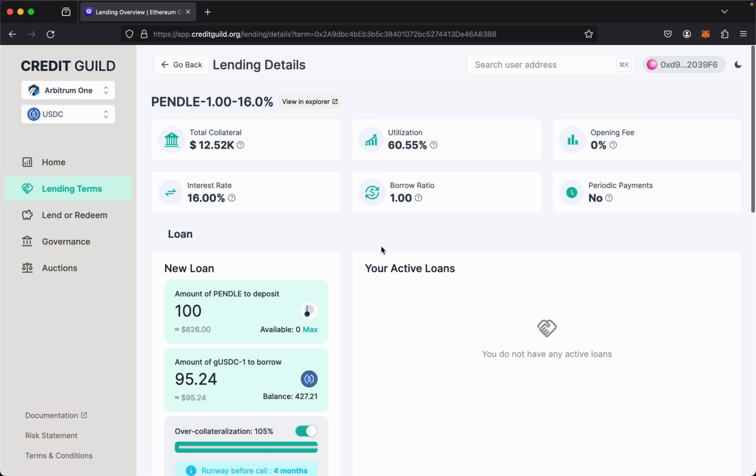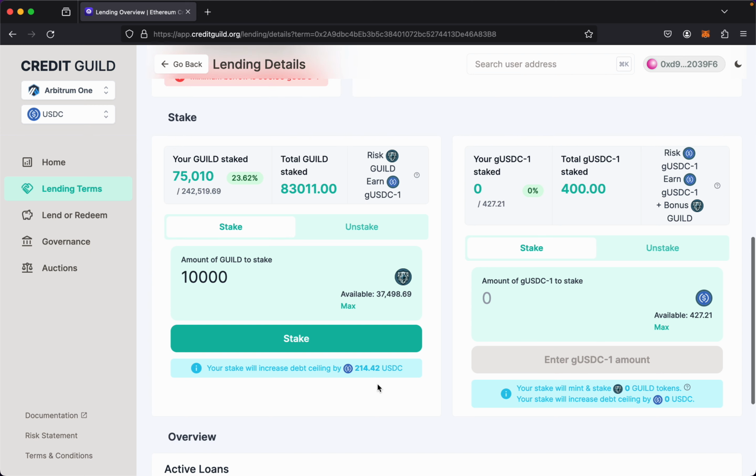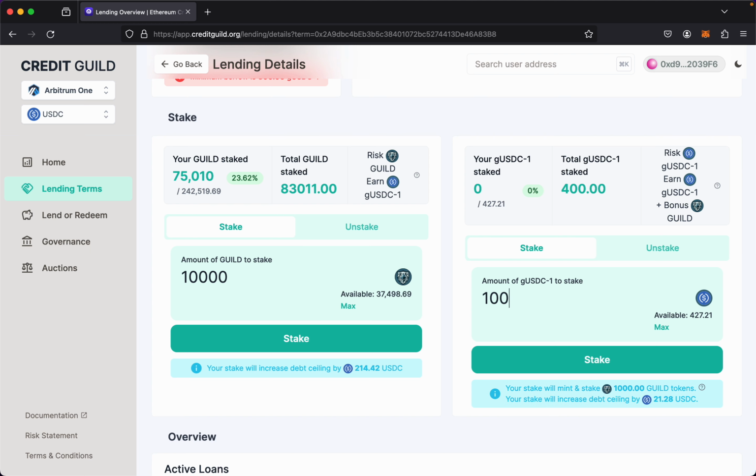And then also on the lending term page, you can see the interface for staking GUILD. So if you have GUILD tokens, you can stake them to increase the debt ceiling. Let's say we were to stake 10,000 GUILD here. You can see it would increase the debt ceiling by 214 USDC. And then besides staking GUILD, you could also stake the GUSDC deposit receipts. So either way, you can stake the GUILD token or a market's native deposit receipt in order to increase the debt ceiling.